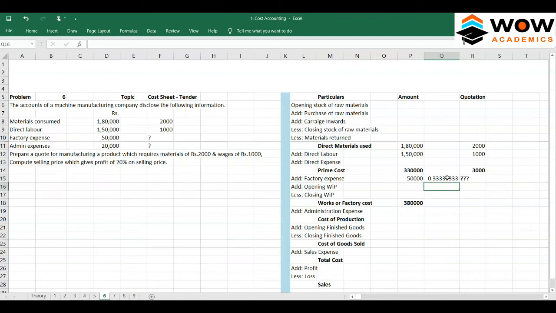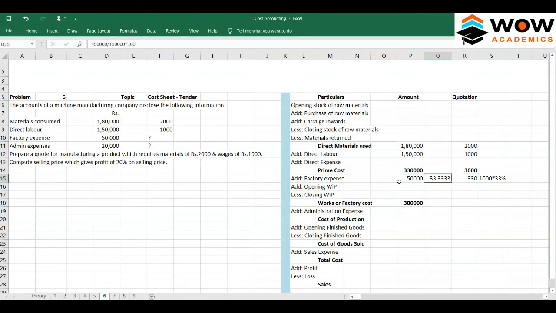So this would be the proportion, or this would be the percentage. As a part of direct labor, your factory expense is 33%. Then of 1000, what is 33%? We will find out that. It comes to 330.